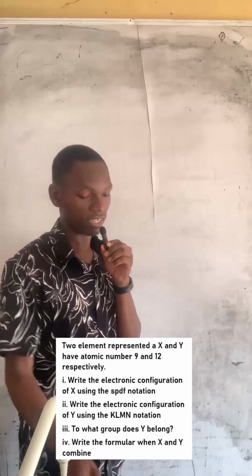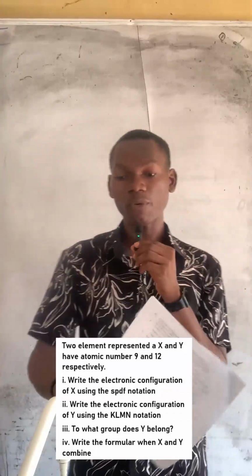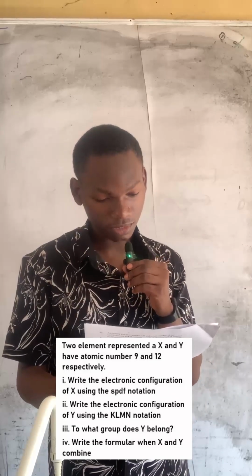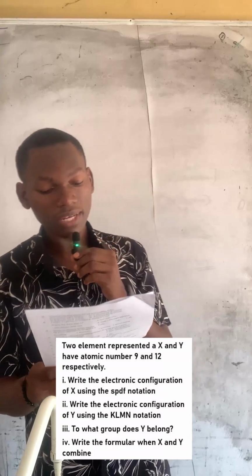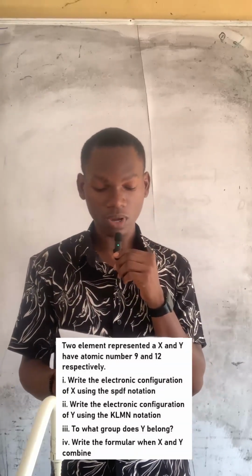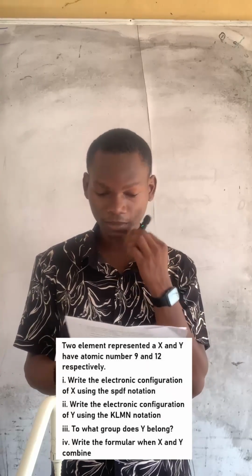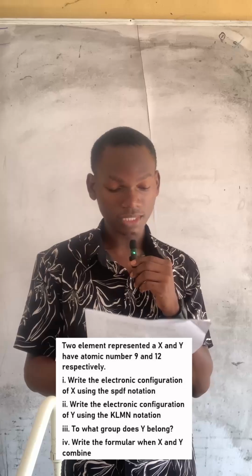Analyze this question we have here. The question is a bit lengthy, but we are going to take them one after the other. Now let's start. The question reads, two elements represented as X and Y have atomic number 9 and 12 respectively, right? Respectively. Now, what is the question?